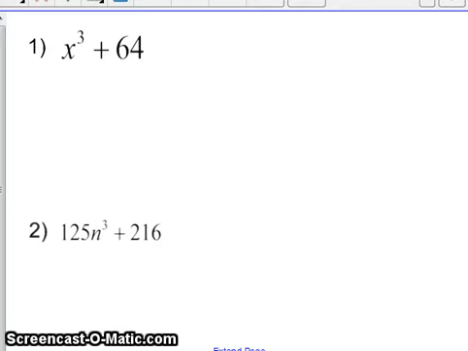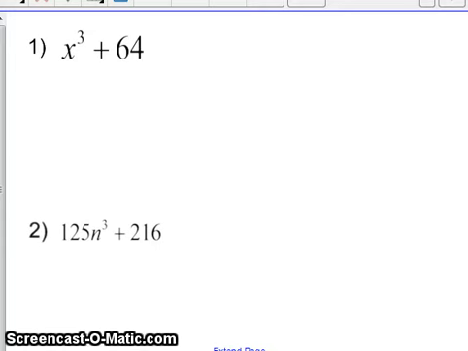So this method works only if both terms are perfect cubes. And then there are two formulas, one for the sum of two cubes, one for the difference of two cubes. So both of these are the sum of two cubes. Our first job is to figure out what is the cubic root of each term. So what number can you multiply by itself 3 times that gives you an x cubed?